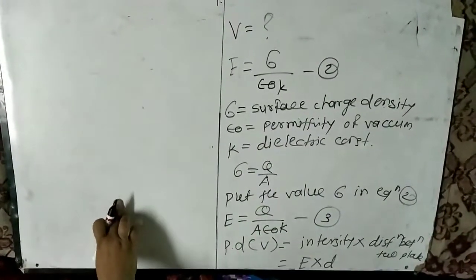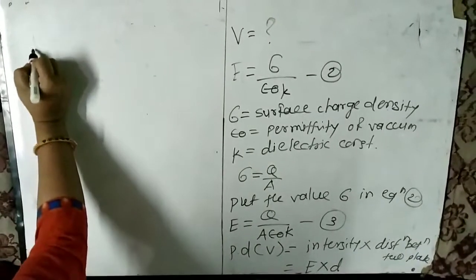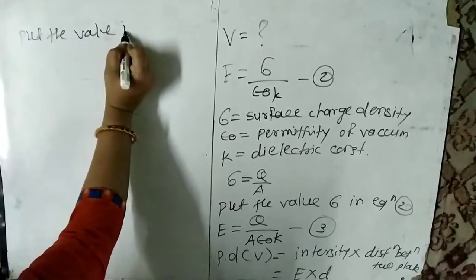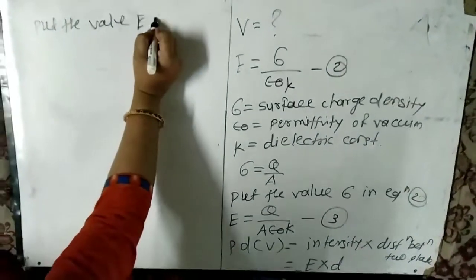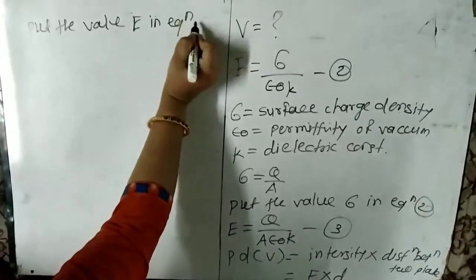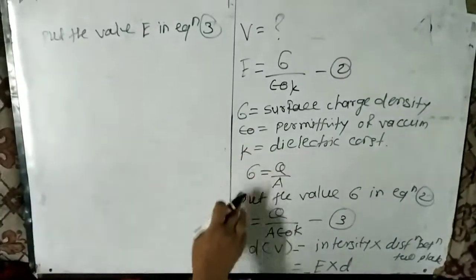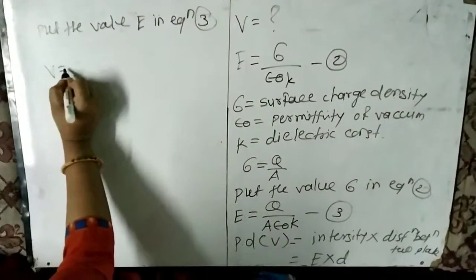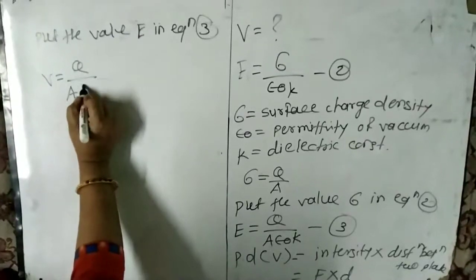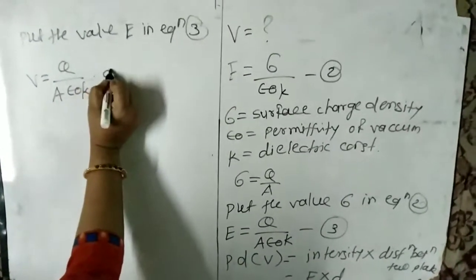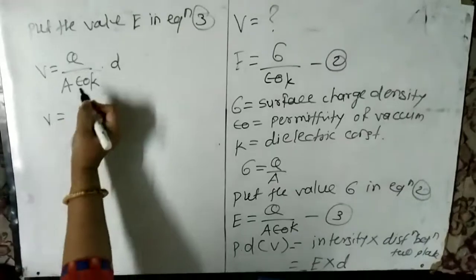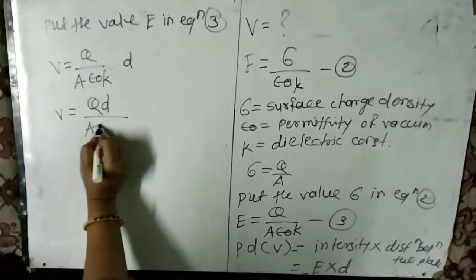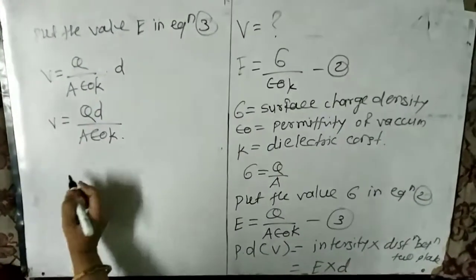Now again put the value of E in equation third. See this equation third. Now we get V equals Q upon A epsilon 0 K into d. So modifying this equation, V equals Q d divided by A epsilon 0 K.